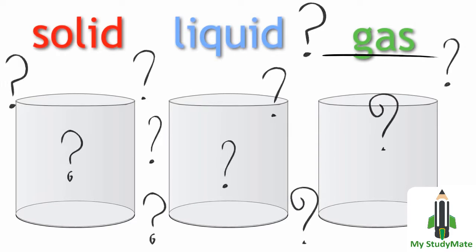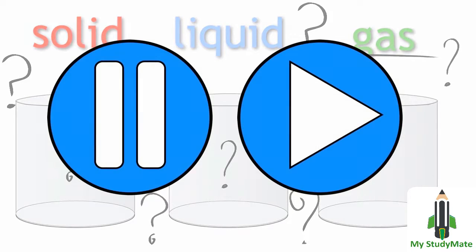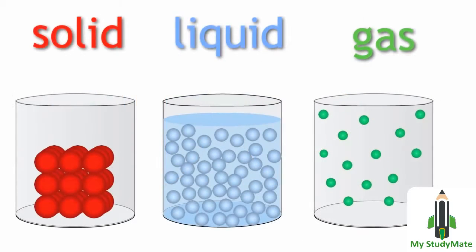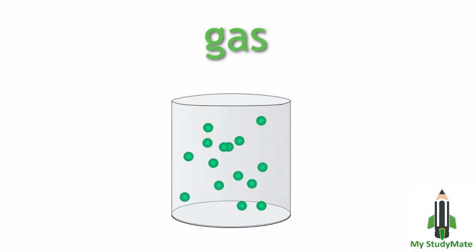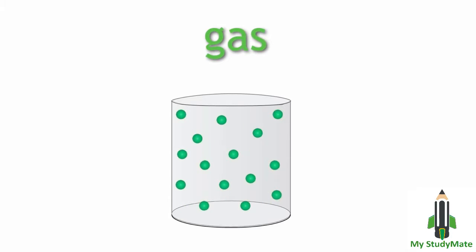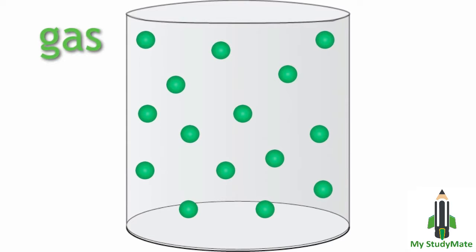In particular, I would like you to ask yourself, how are the particles arranged in a gas? Pause the video and restart when you think you have an answer. The answer is, the particles in a gas are spaced out and move about very quickly in random directions. Did you get it right?